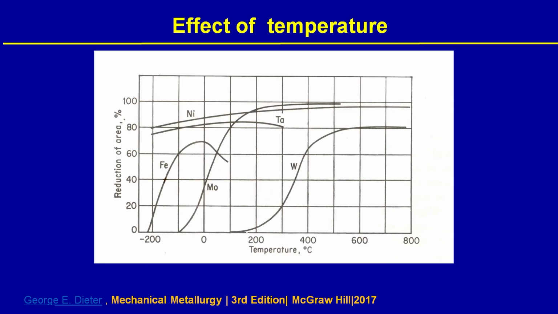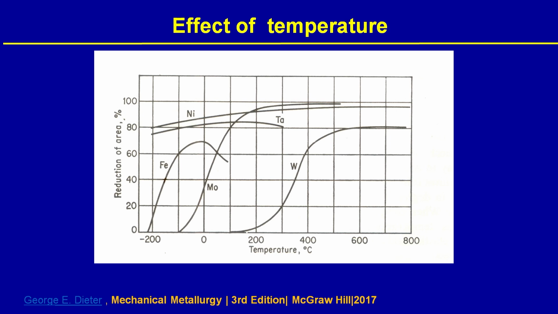Well, what happened to ductility? As you clearly see, nickel ductility does not change much, it remains 80 to 100% as you change temperature, but for iron, moly, tungsten, tantalum, all of them, ductility goes down to 0 at low temperatures. These are actually body centered cubic structure metals, nickel is face centered cubic. So, it is very clear structure determines the property.